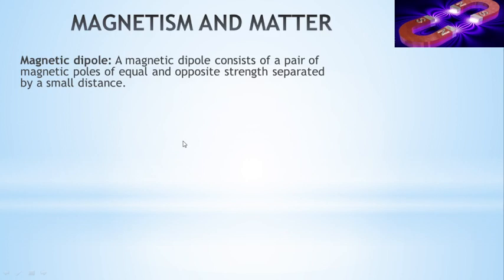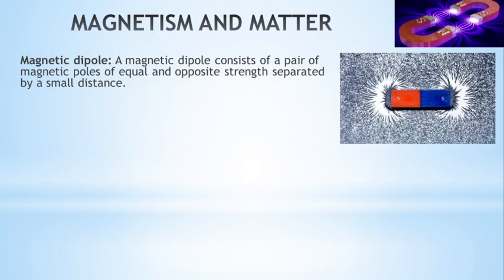If you take a very small magnet, a minute magnet, a tiny magnet, it also has two poles. A small magnet is termed a magnetic dipole. In that magnetic dipole, there are once again two poles. One is North Pole and another one is South Pole.